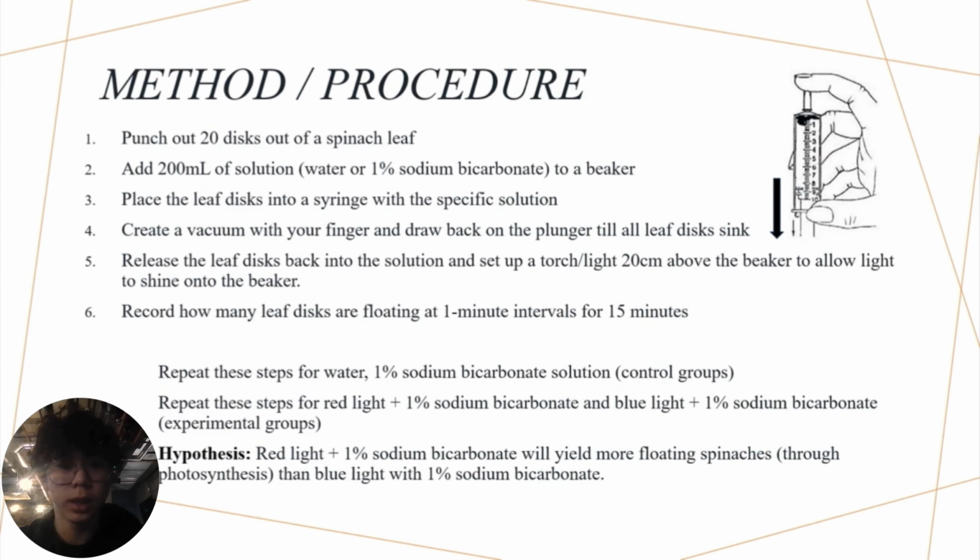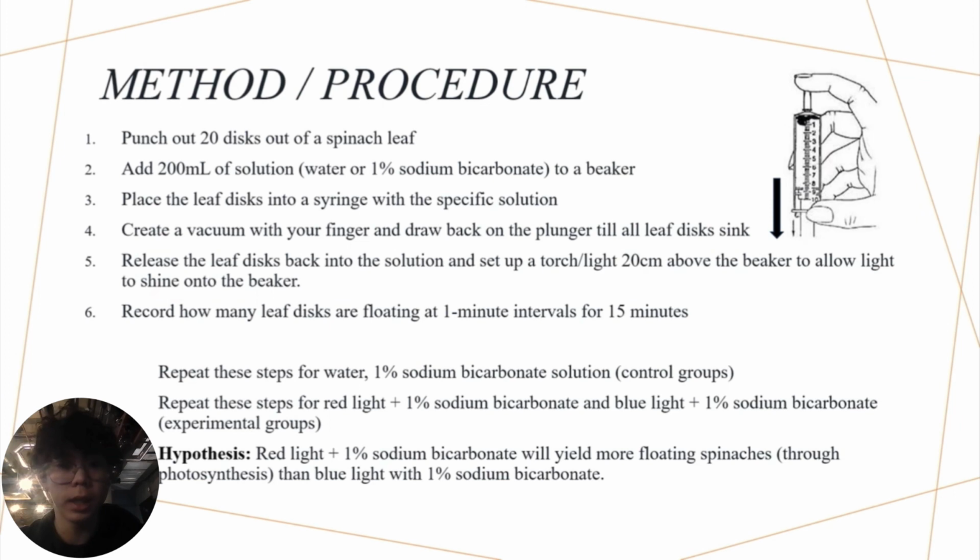The procedure is as follows. Step 1 is to punch out 20 discs from a spinach leaf in order to gather enough experimental units. Step 2 is to add 200 milliliters of solution to the beaker, whether it be water or 1% bicarbonate solution.